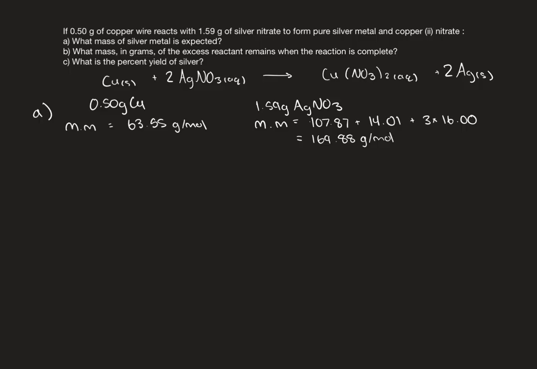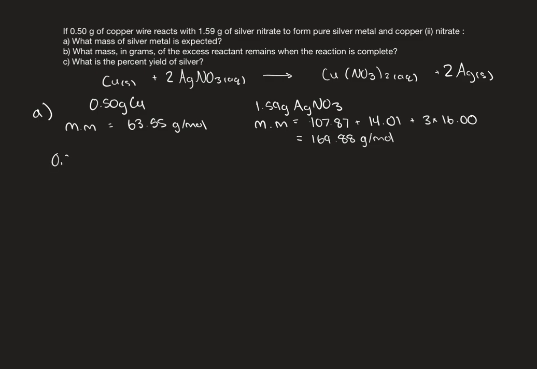So question A is asking us what mass of silver metal is expected. Since this is a limiting reactant problem, we're going to convert both the mass of copper and the mass of silver nitrate to mass of silver. And whichever value is lower will tell us what mass of silver is expected.